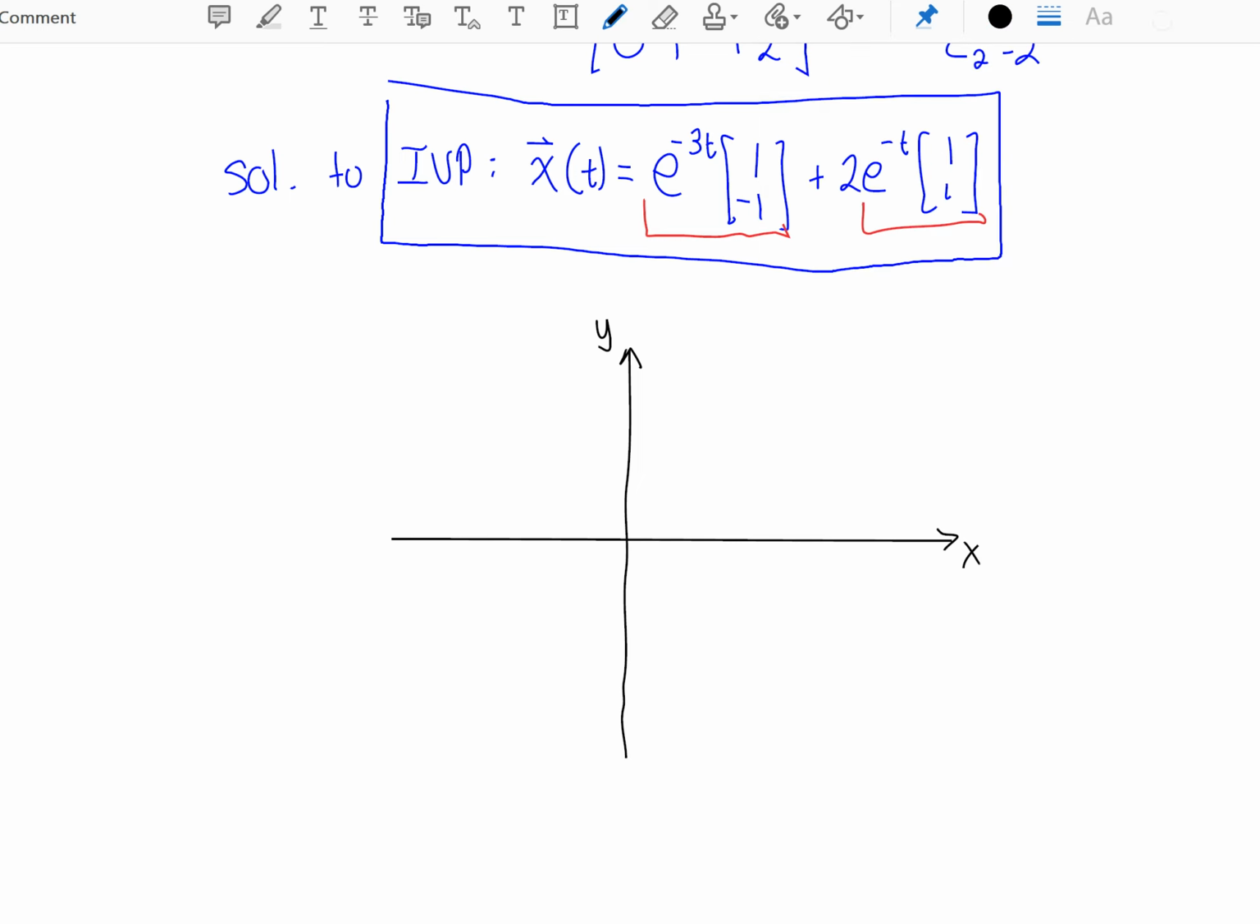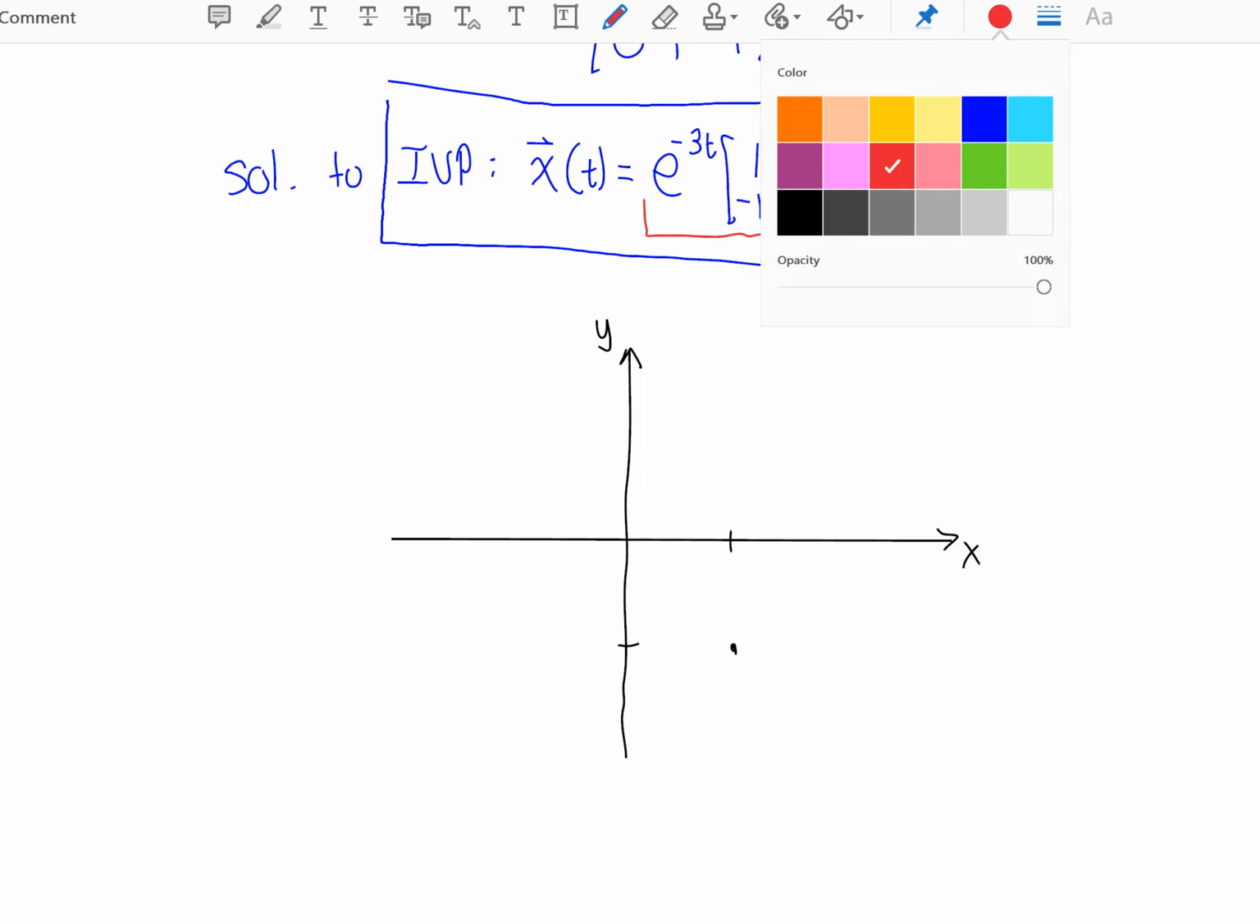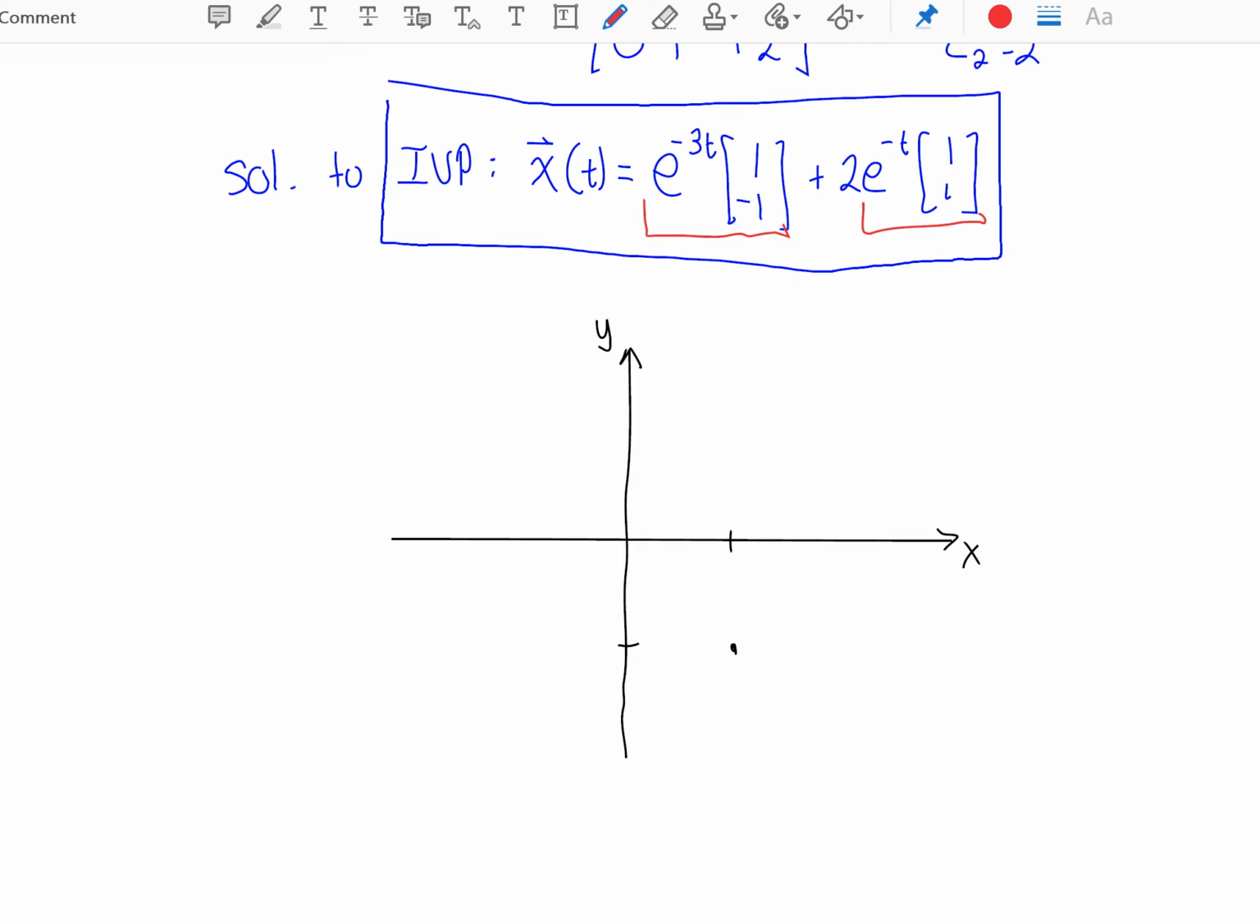Our first solution has to go through the vector 1, negative 1. So 1 in the x direction, negative 1 in the y direction. It has to go through this point. But we're going to draw an entire line through that point. And this line is associated with the eigenvalue negative 3. Similarly, our second solution has to go through the point 1, 1. So this point. And now let's draw an entire line that represents this solution.